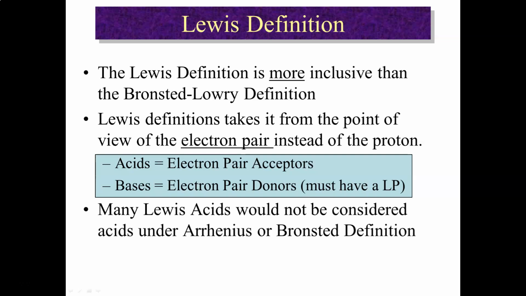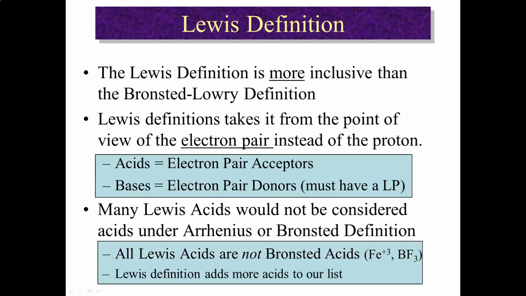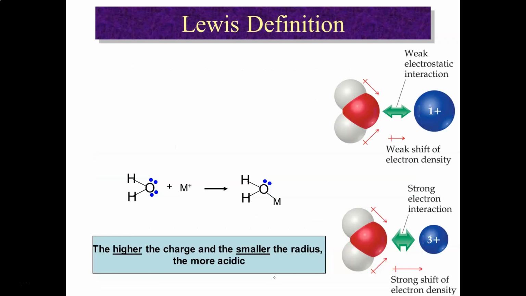The next thing it says is that many Lewis acids would not be considered acids under the Arrhenius or Bronsted definition. You can see that as an example from our previous slide. Fe plus 3, we said, was an acidic ion, but Fe plus 3 would not be considered an acid for Arrhenius because it doesn't have a hydrogen. Same thing for the Bronsted definition, which is a hydrogen donor or proton donor. Well, Fe plus 3 has no hydrogen to donate, but you can see that it is actually an acidic ion. So this just adds more acids to our list, basically. So let's take a look at why.